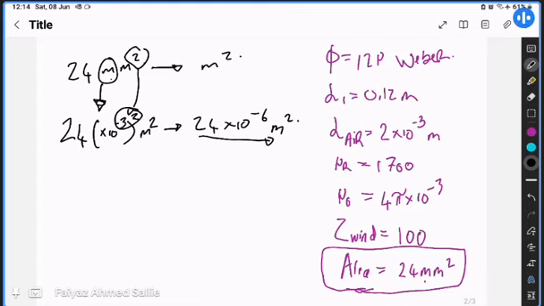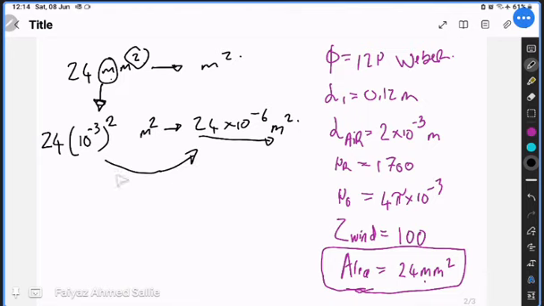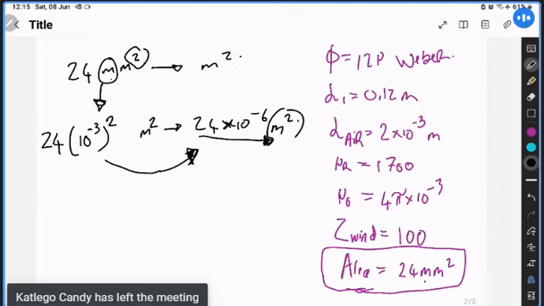So I hope you understand that. That is the method I use. Let me just write it out a bit better. So we have 24. Millimeters is 10 to the minus 3, and then that 2 is transferred there, and then you get an answer of 24 times 10 to the negative 6 meters squared. So I think that will help you in almost all your modules, if I'm not mistaken.